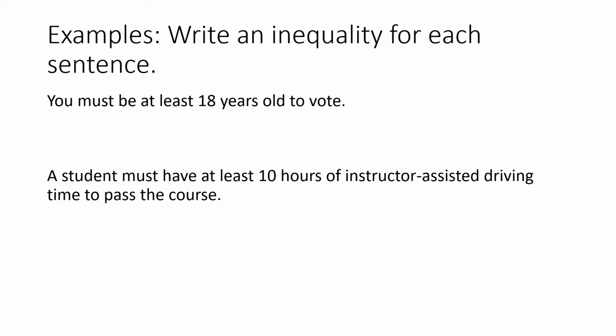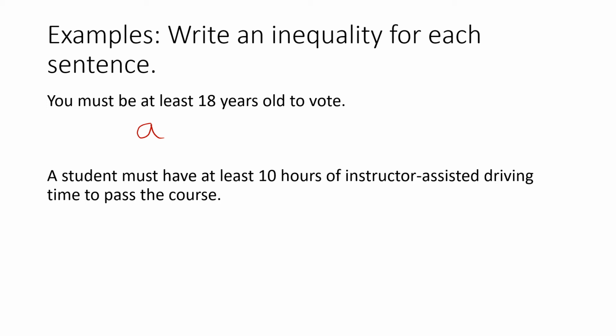So what happens if we have a slightly more complicated verbal phrase, like a full sentence? Let's take a look at these. You must be at least 18 years old to vote. So let's use A for age. And what symbol are we going to use? If we think this through, can you be 18 years old to vote? The answer is yes, so that means you can be 18. Or you could be 19, 20, 21, 22, 23, etc. So this is going to be that "at least."